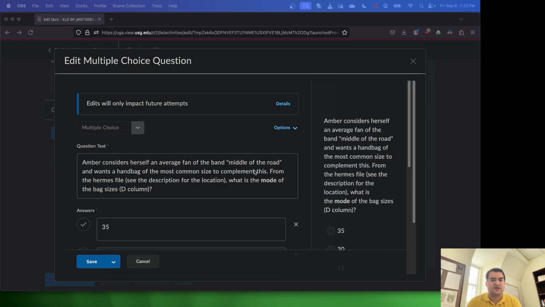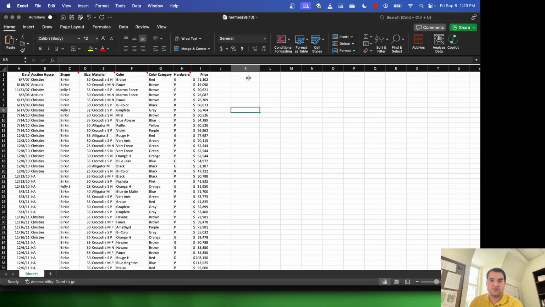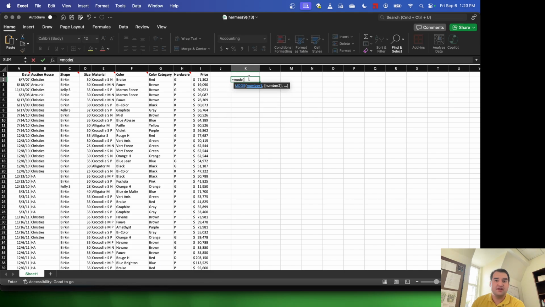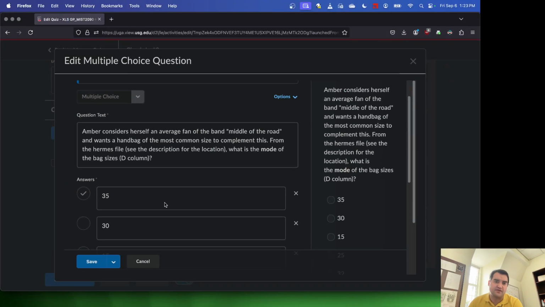The first question says, Amber considers herself an average fan of the band Middle of the Road and wants a handbag of the most common size to complement this. From the Hermes file, what is the mode of the bag sizes in the D column? So here, we're trying to find the mode of bag sizes in the D column. So I put that in. I'm going to turn off the accounting format, just get a regular old number here. It's 35. So we can see that 35 is the answer.